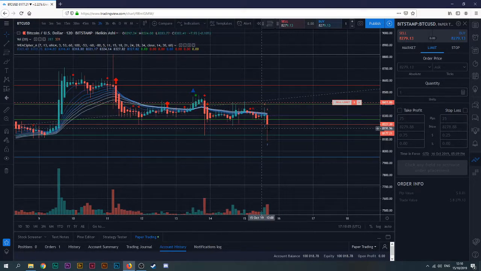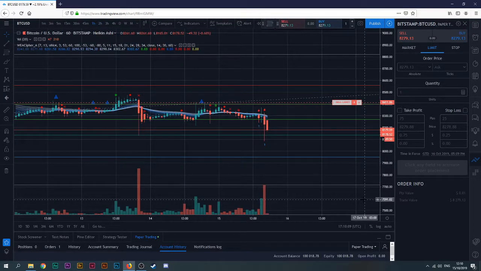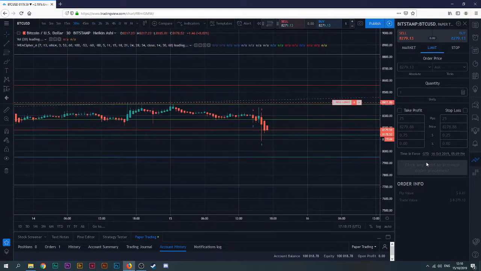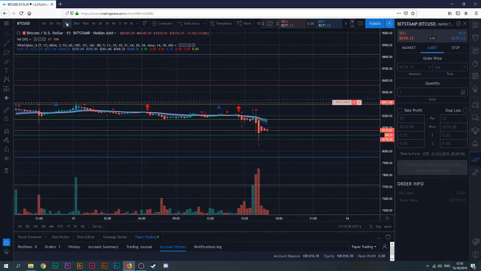So let's look at the 1-hour chart. You see also a long tail, it wants to go down. Look at the 30-minute chart. Red candles, it wants to go down. High selling volume, color red, long tail. And the 15-minute chart there.